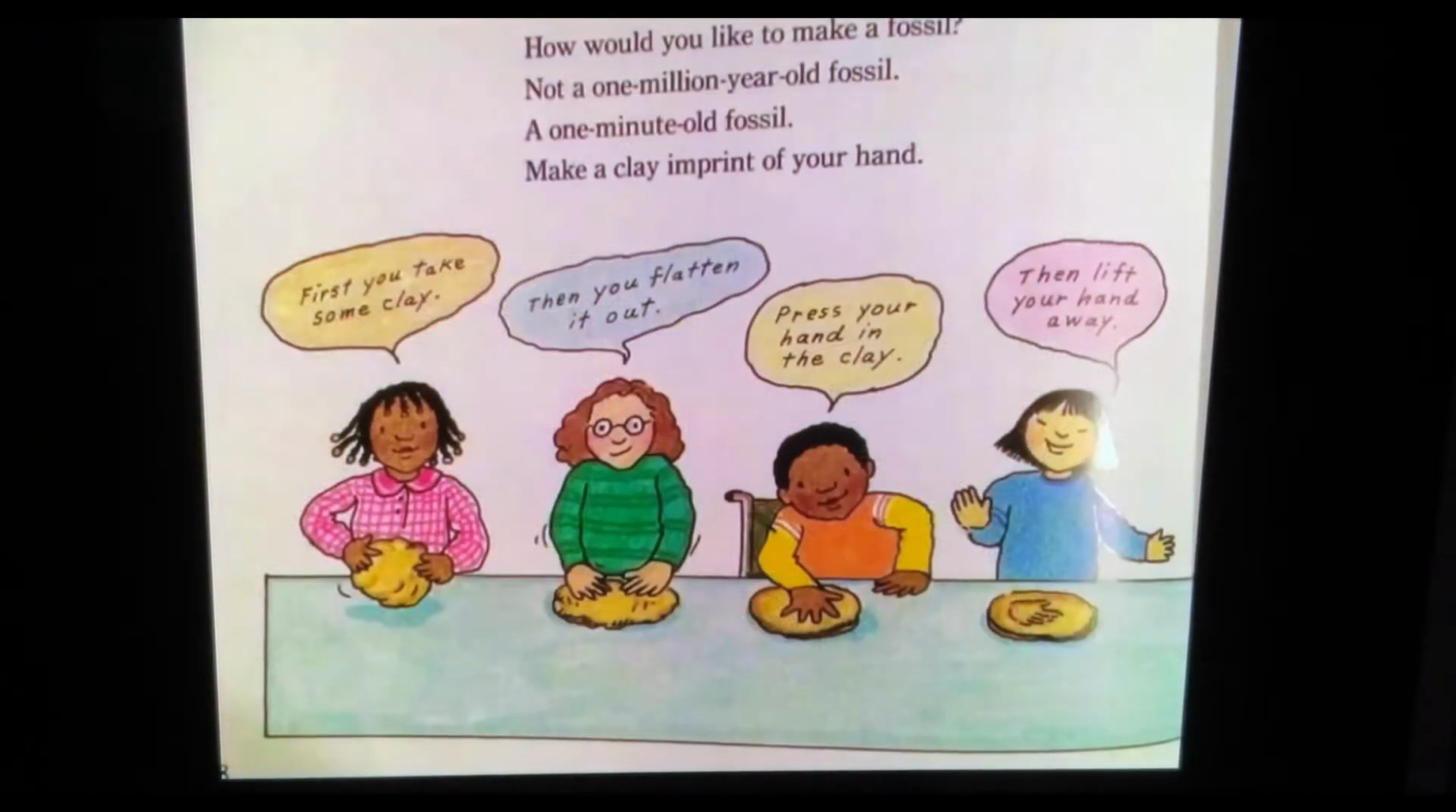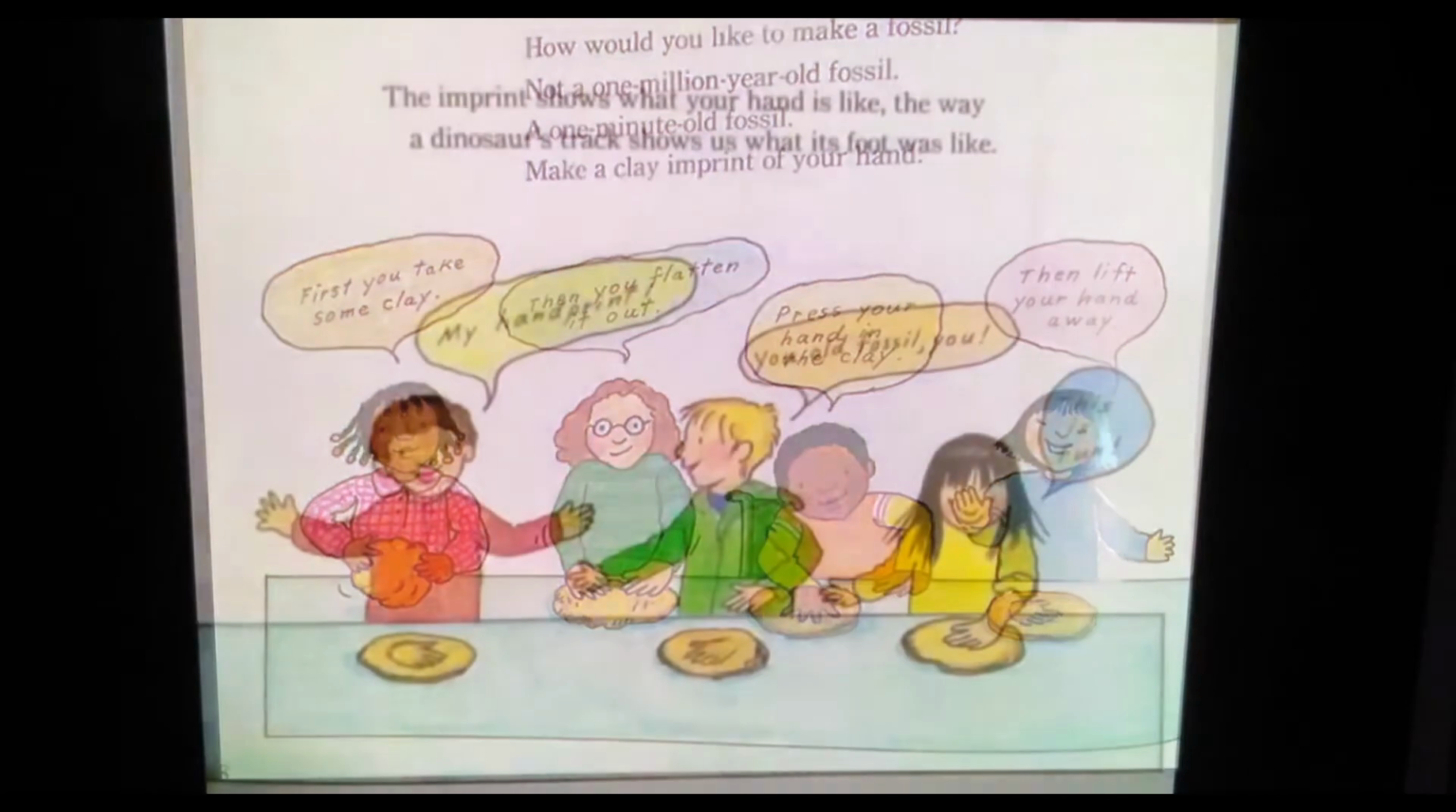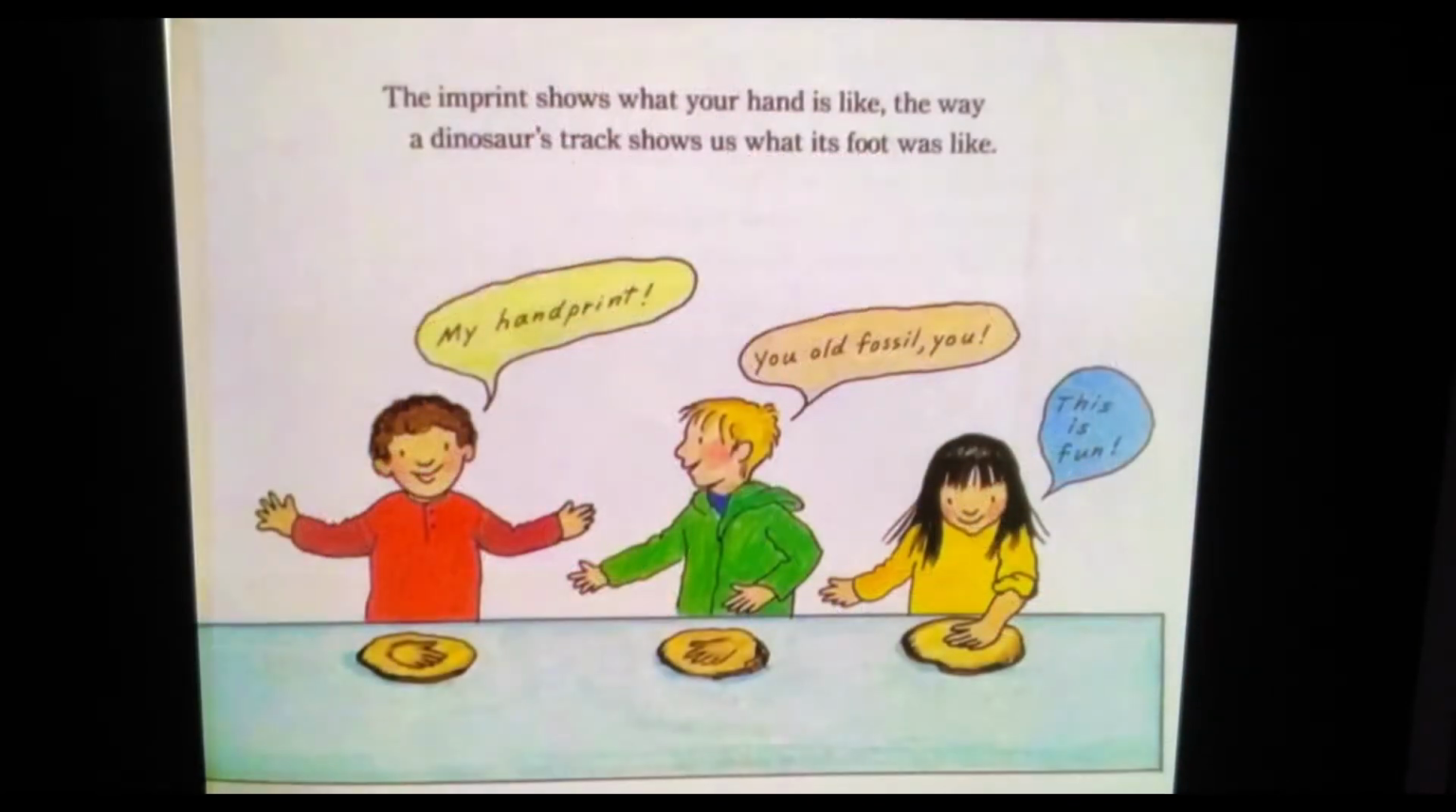How would you like to make a fossil? Not a 1 million-year-old fossil, a 1-minute-old fossil. Make a clay imprint of your hand. The imprint shows what your hand is like, the way a dinosaur's track shows us what its foot was like.